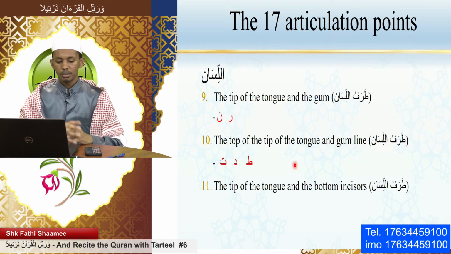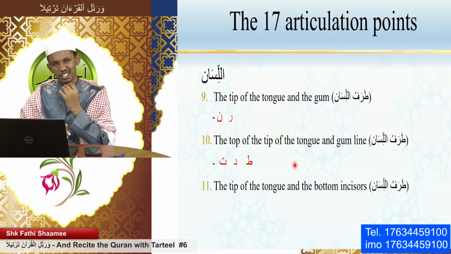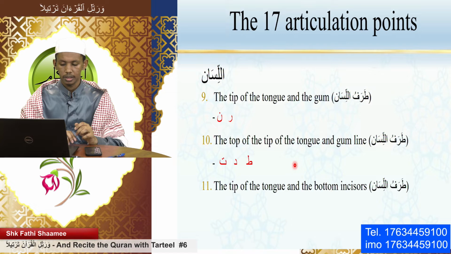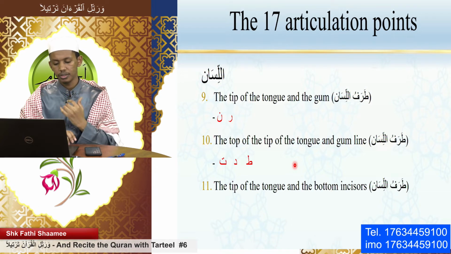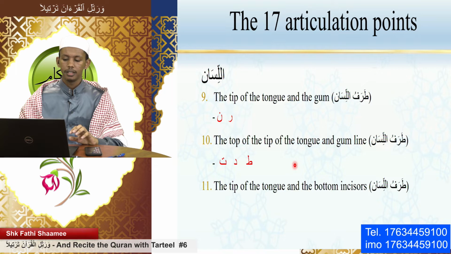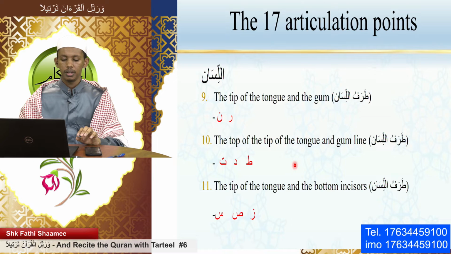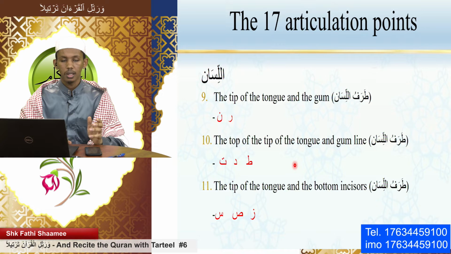And then makhraj number 11 is the tip of the tongue and the bottom front incisors. So these are the front incisors of the bottom teeth. When the tip of the tongue and the bottom incisors come together, you get these 3 letters. You have sin, as, sa, as, and zay, az. So these letters are articulated from the tip of the tongue and the bottom incisors.